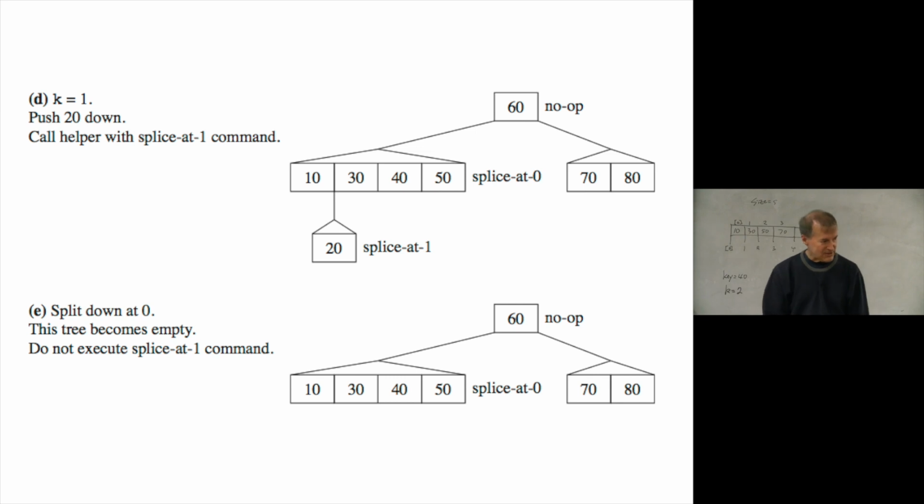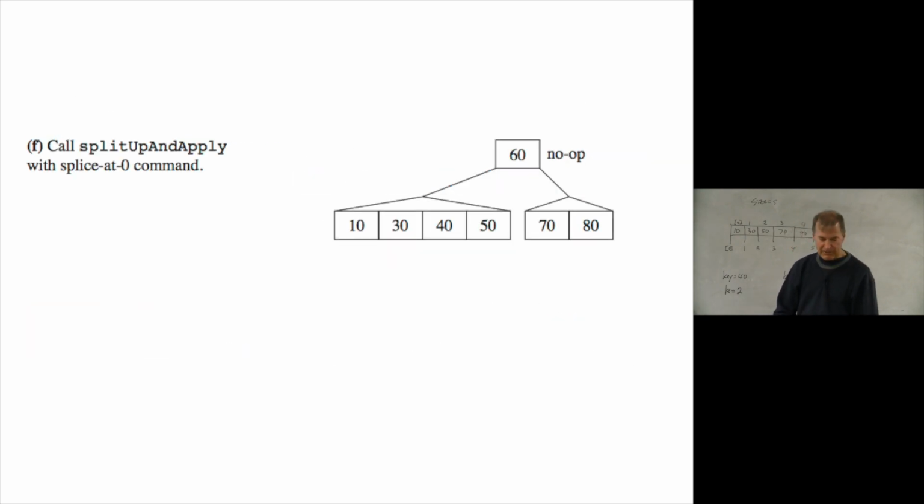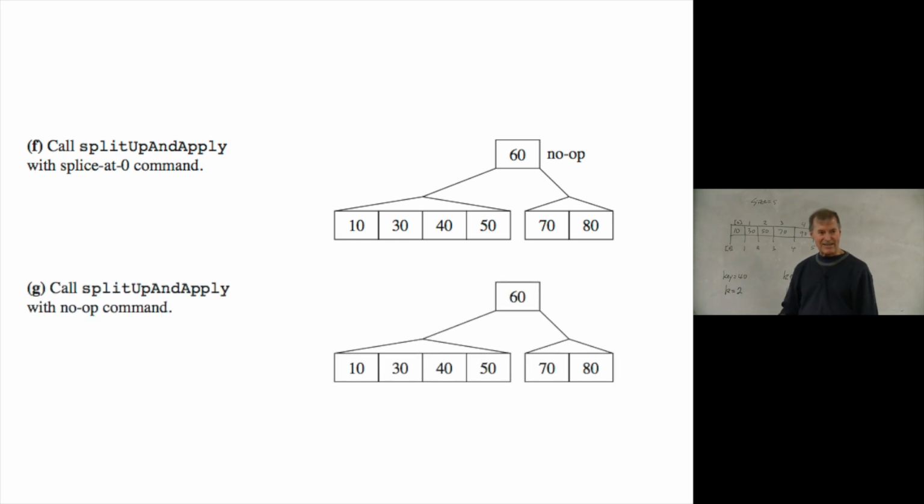Do you see how that worked? It didn't have to, okay? So call split up and apply with the splice at 0 command. It just stays the way it is. And then split up and apply with no-op, and boom, there we are. Is that slick? We can understand how this whole thing works.